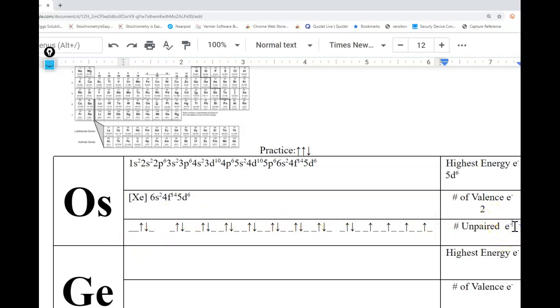To answer the question, what is the number of unpaired electrons? In this case, I have 1, 2, 3, 4 unpaired electrons. So I can say there are 4 unpaired electrons. Okay, everybody. That is how you do your work for electron configurations.